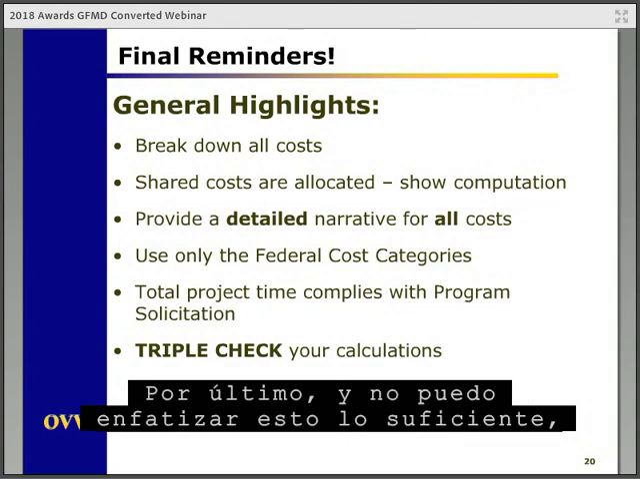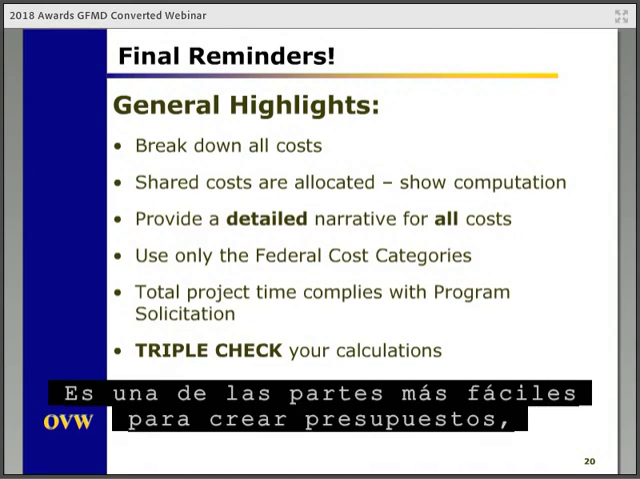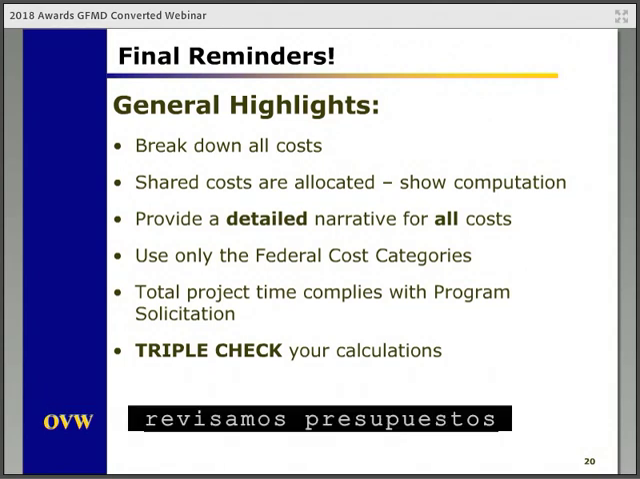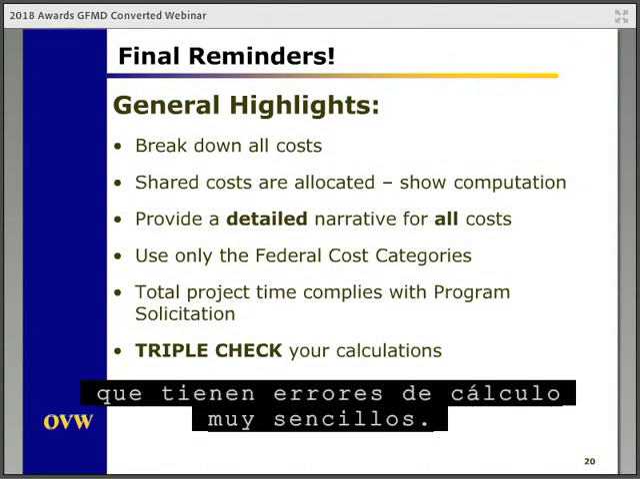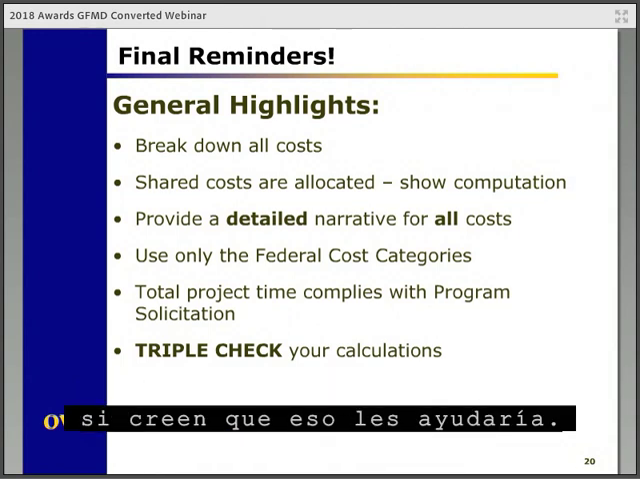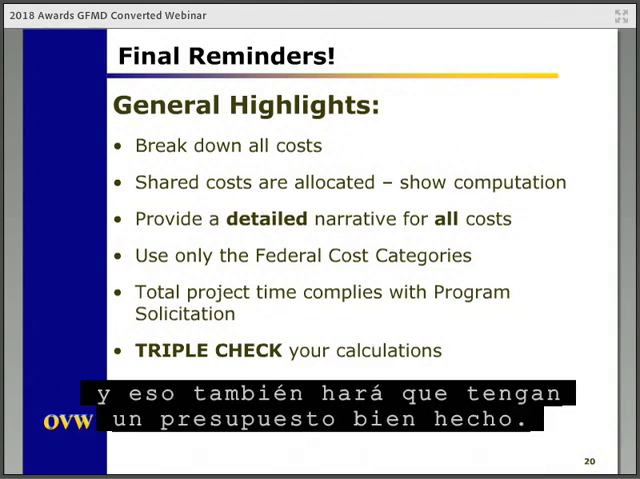And last, and I cannot emphasize this enough, triple check your calculations. It is one of the easiest parts of creating a budget, and I can't tell you how often we review budgets with simple calculation errors. Have someone else check all the calculations for you if you think that would help. But it really helps move things along quickly on our end when calculations are accurate, and it makes for a nice, clean budget.